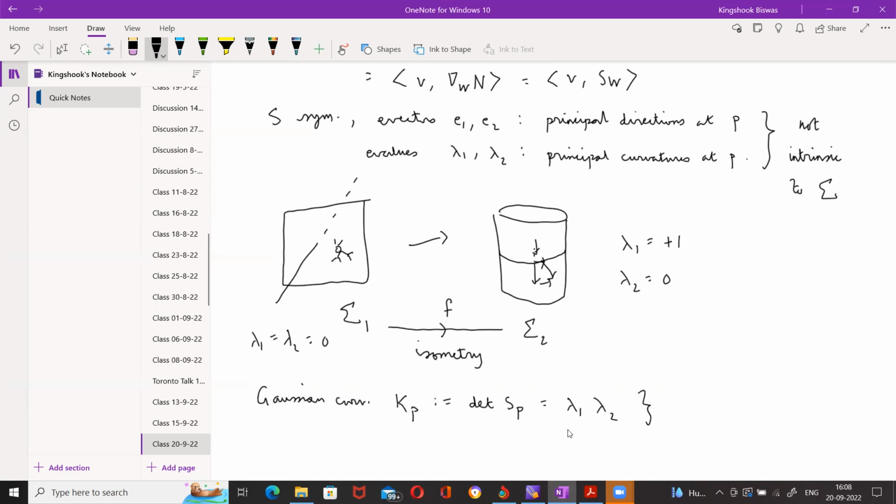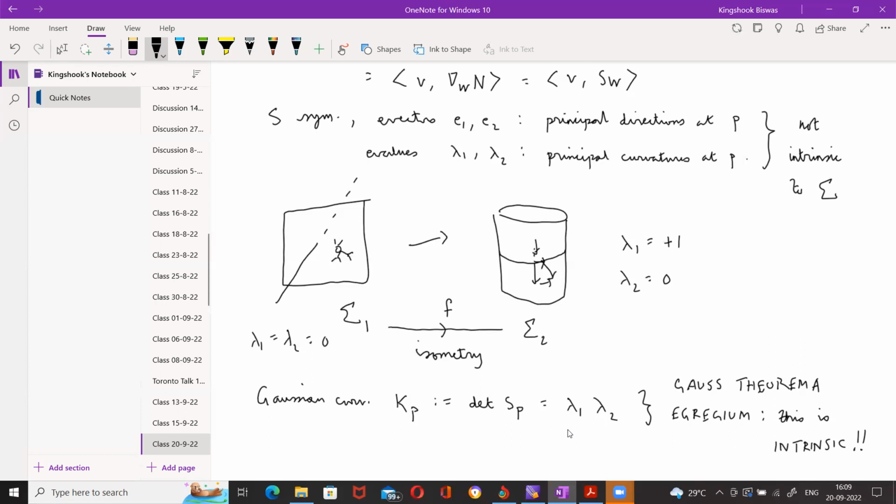And Gauss's Theorema egregium. Gauss was very excited when he discovered this, and it is quite exciting. It says this determinant is intrinsic. It's quite remarkable. You can see here the determinant is 0 times 0, which is 0. Here the determinant is 1 times 0, which is still 0.